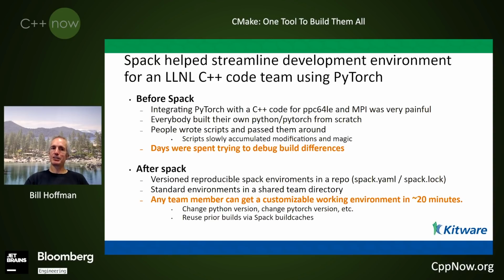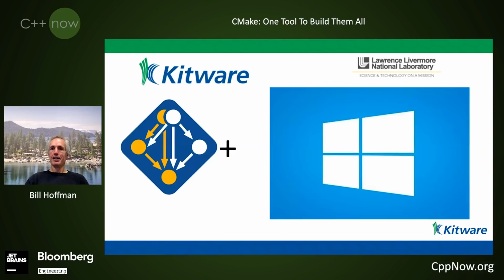With the package manager Spack in place, versioned, reproducible Spack environments were created through spack.yaml and spack.lock files. Standard environments were created in a shared team directory. Any team member can get a customizable working environment in less than 20 minutes. You can change the Python version, change PyTorch versions, etc. Reuse prior builds using Spack build caches. Recently, Kitware has been working with Lawrence Livermore Laboratories to add Windows support for Spack.